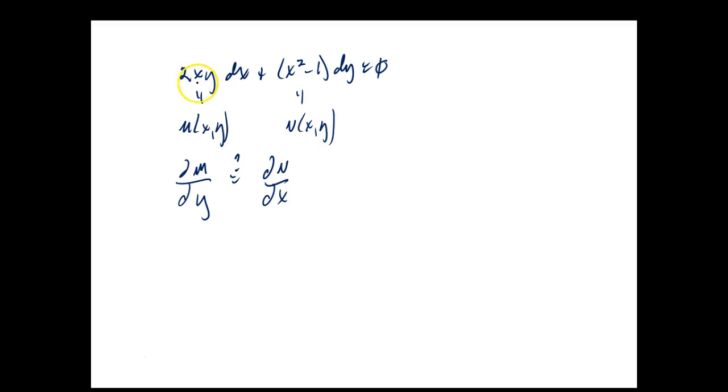Well, let's do the partial of m with respect to y. What would that be? So, 2x, okay? And do the partial of n with respect to x, and you get 2x. These are indeed equal, so this does have an exact differential, okay? So, that just shows that it does, okay?